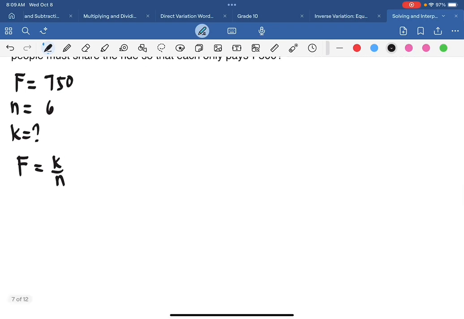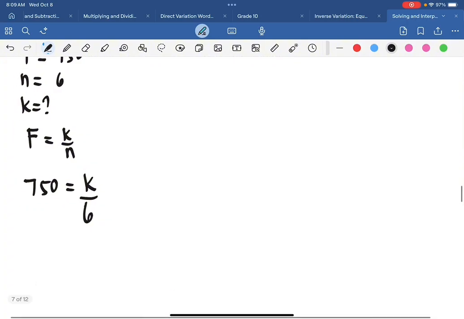So the value of F is 750 equals K over 6. Now cross multiplying the two, you have 750 times 6 is 4,500. And this is our constant.